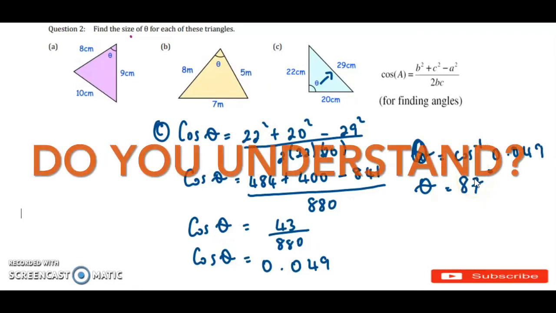So that is our questions relating to the cosine rule. So that is the information related to the cosine rule. When we are given the measurement of 3 sides, we can use that information to find the missing angle. When we are given the measurement of 2 sides and an angle between those 2 sides, we can use that information to find the missing side.